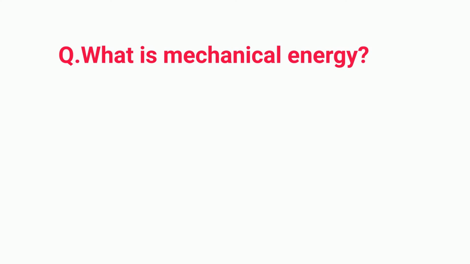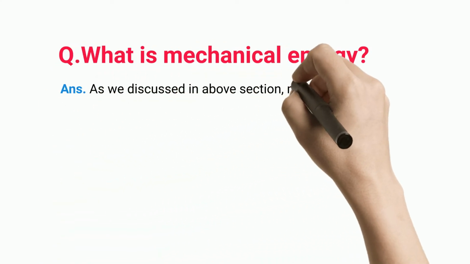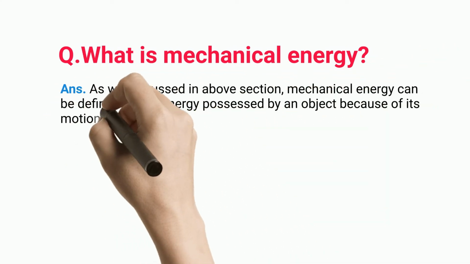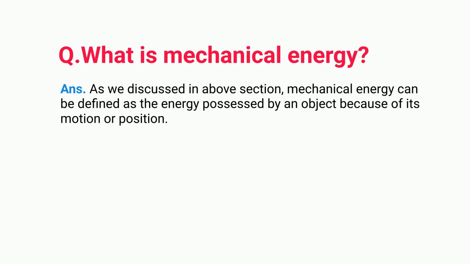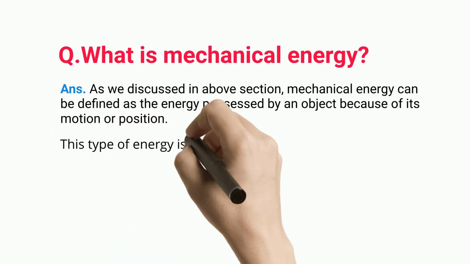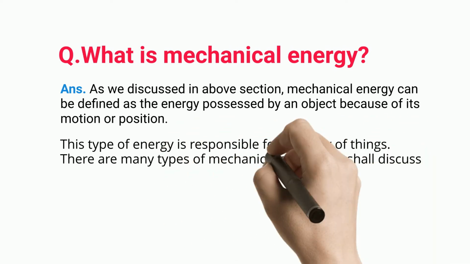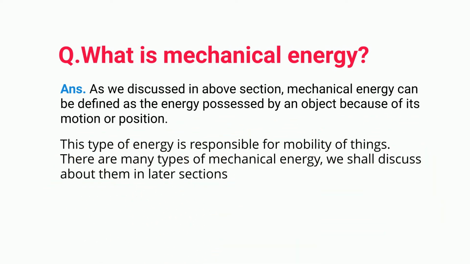What is mechanical energy? As we discussed in the above section, mechanical energy can be defined as the energy possessed by an object because of its motion or position. This type of energy is responsible for the mobility of things. There are many types of mechanical energy. We shall discuss them in later sections.